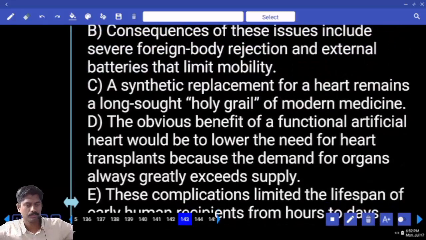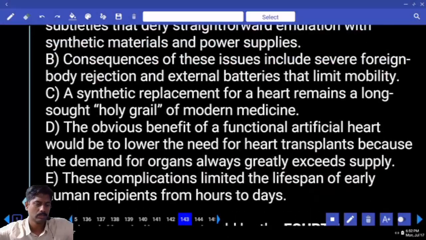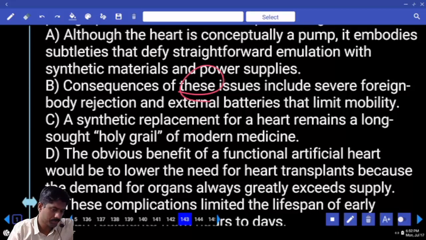Rearrangements. Although the heart is conceptually a pump, it embodies subtleties that defy straightforward emulation with synthetic materials and power supplies. Now it's talking about the heart. The heart is a pump, yet it is doing something else. A is talking about the heart. B. Causes of these issues cannot be fussed. C. A synthetic replacement for a heart remains a long sought holy grail of modern medicine.